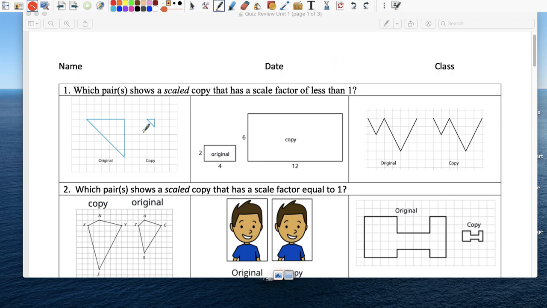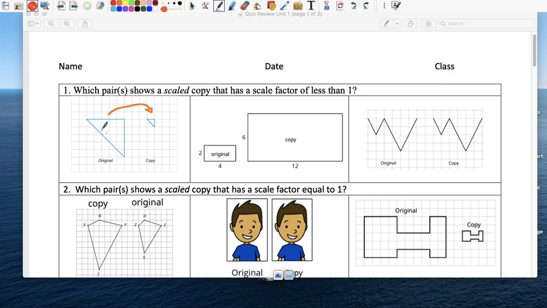So which of these three show that the scale copy is smaller than the original? And why do I say smaller? Because if they use a scale factor of less than 1, then the resulting image has to be smaller. It could be a lot smaller, it could be a little bit smaller. Whatever it is, it's smaller.